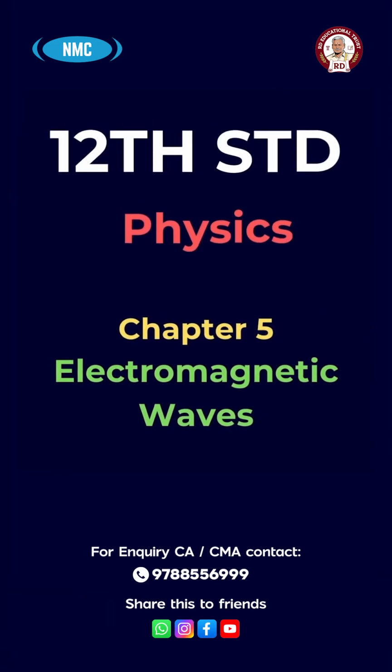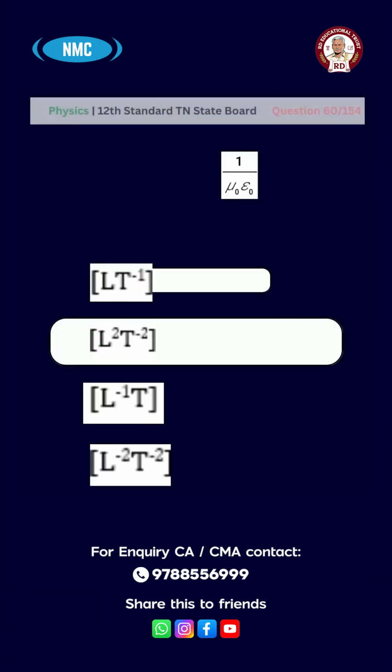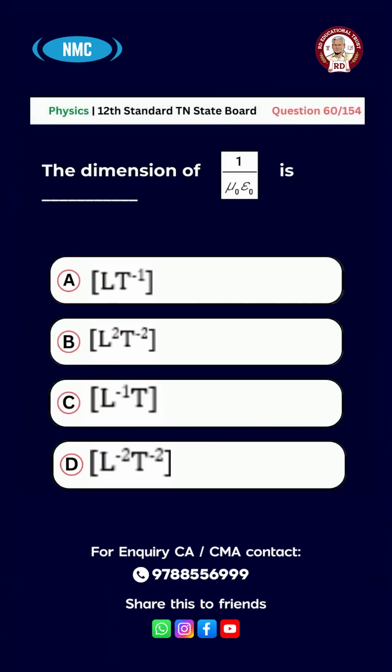Chapter 5, Electromagnetic Waves. Question number 60. The dimension of 1 by mu naught epsilon naught is option A L t power minus 1, B L square t power minus 2, C L power minus 1 t, D L power minus 2 t power minus 2. The right answer is option B L power 2 t power minus 2.